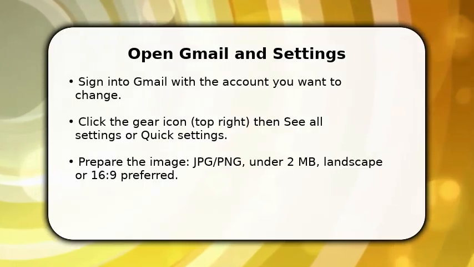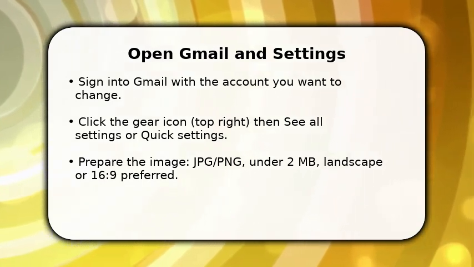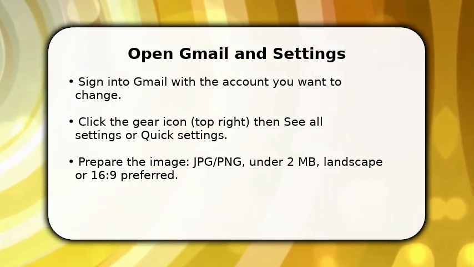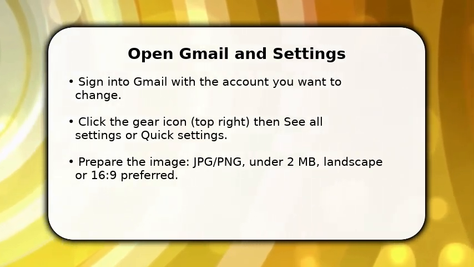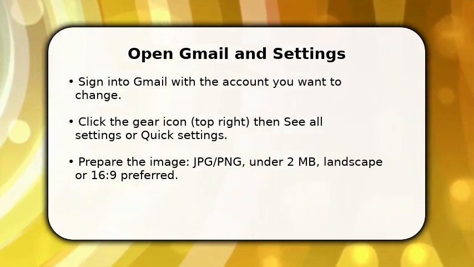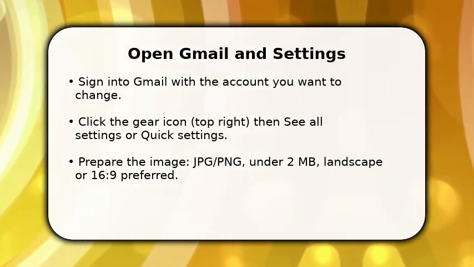You start in Gmail, signed into the exact account you want to modify. Click the gear icon in the top right and choose See All Settings or use Quick Settings to access theme options. You need an image ready, JPG or PNG under 2 MB and preferably landscape. This helps the image fit without distortion.